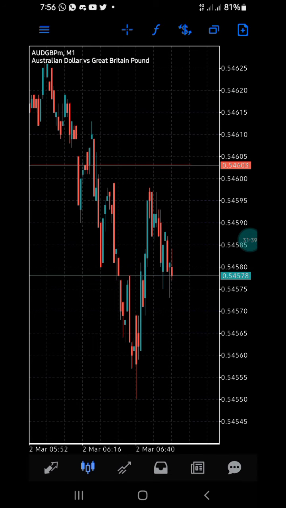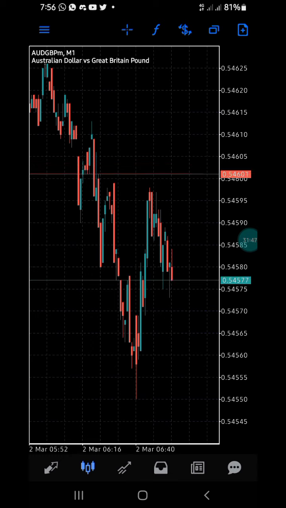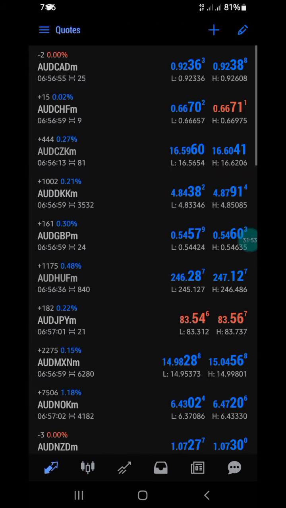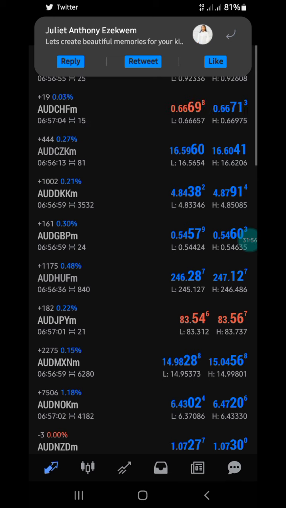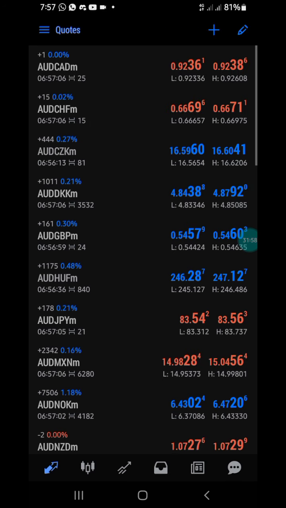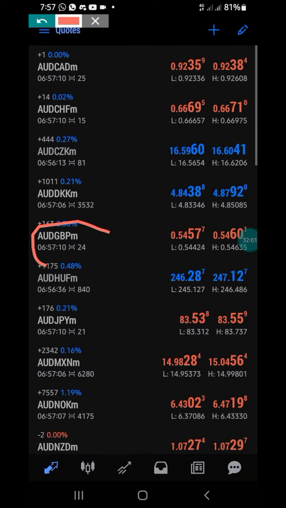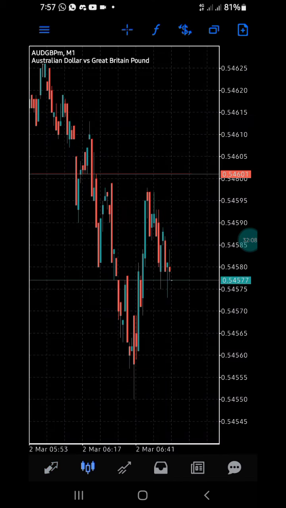Now the distance between these is more than 50. So the spread is more than 50, and this is in AUD GBP, 1 minute time frame. If I go back to the quotes and look for AUD GBP, let's see what the spread is. You can see it there is 24. The spread is 24. That means the distance between these is 24.